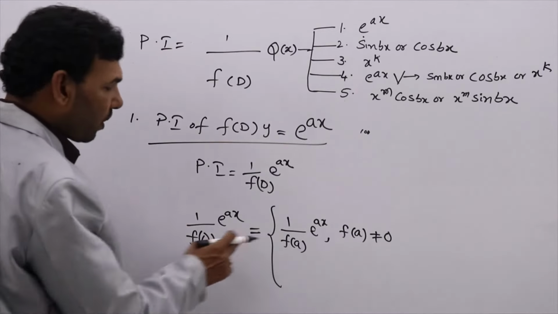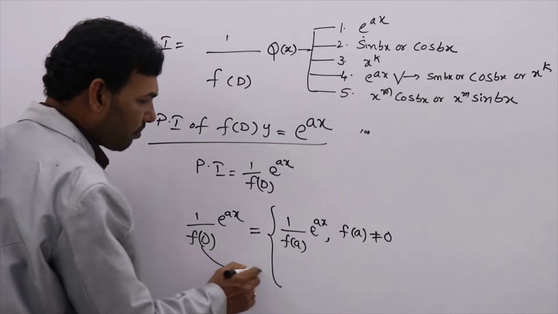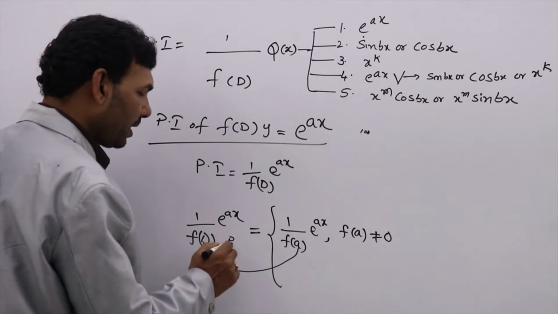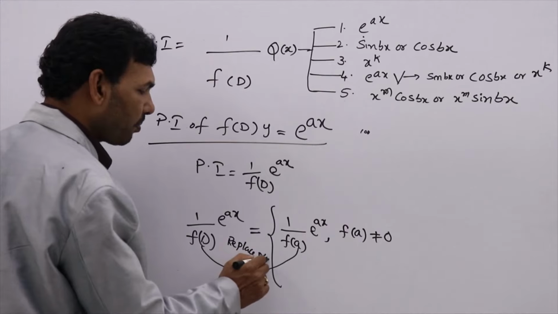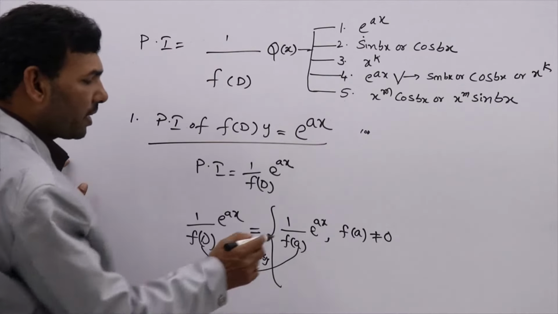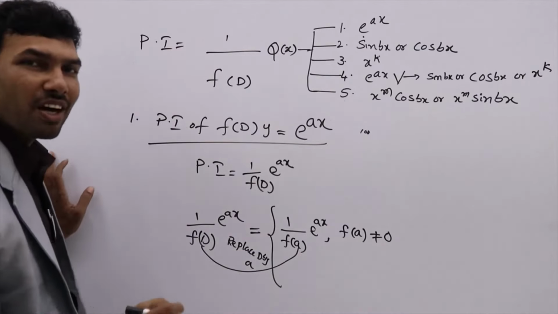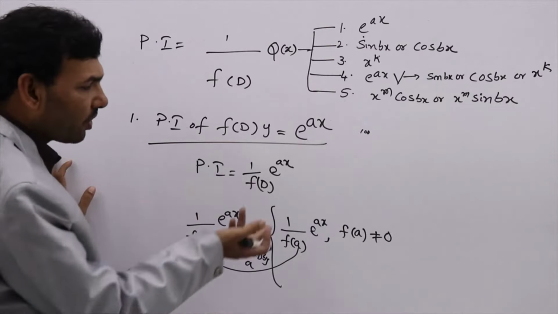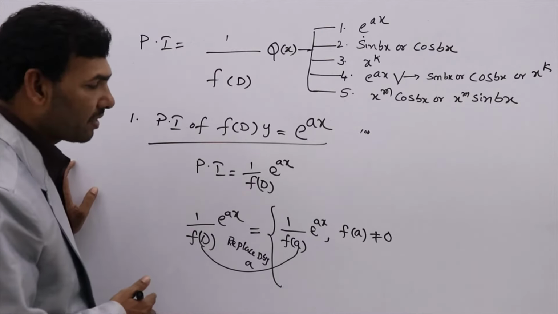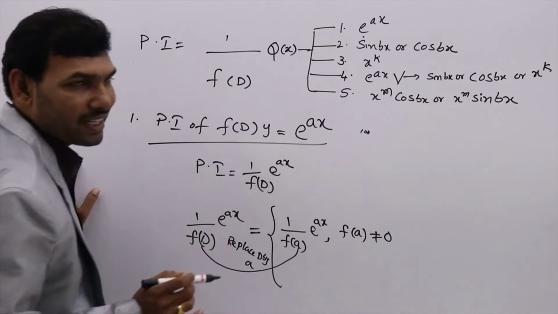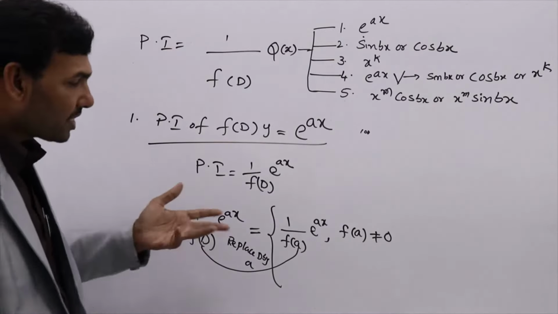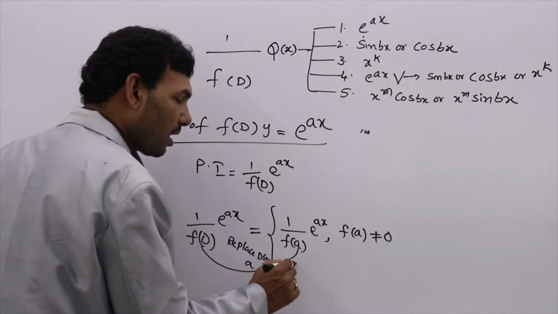How will you get this form from this? Simply by replacing D by a. Replace capital D by a, and you will get that form. Write a in the place of D, then you will get that. Nothing else is there. But if you write a in the place of D, you should not get 0. If you get 0, there is another formula.